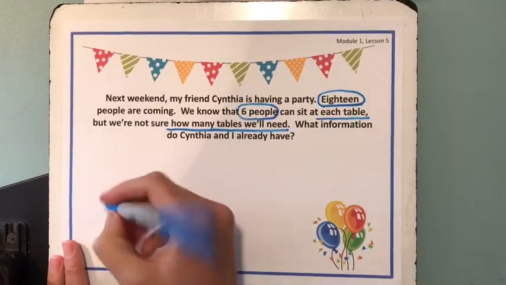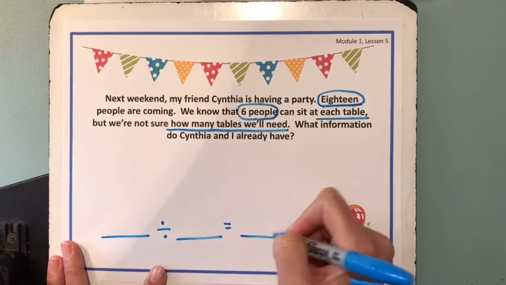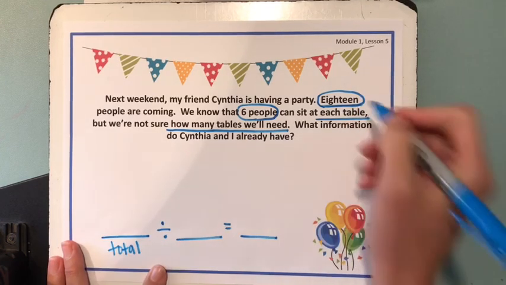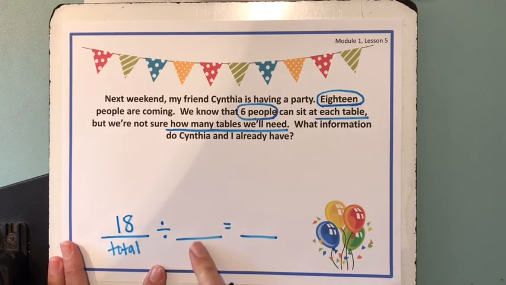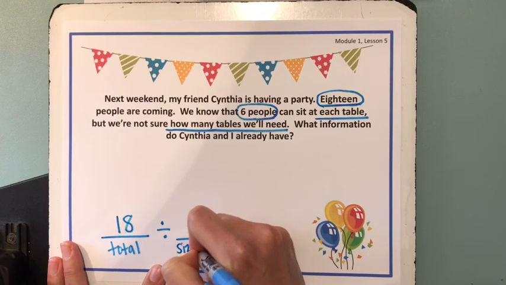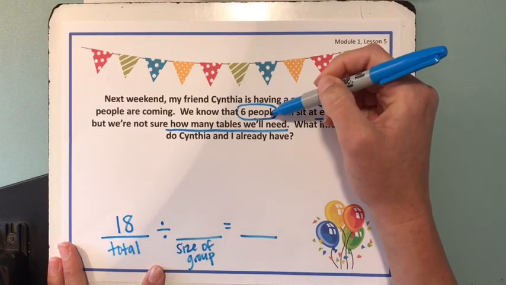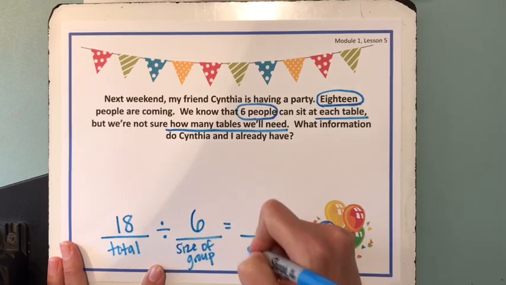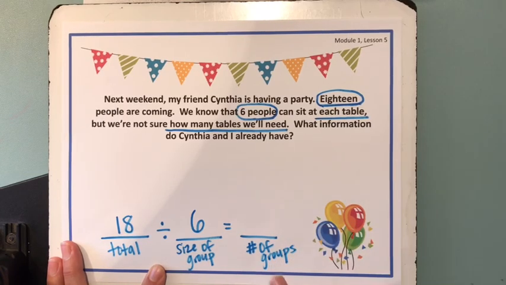Okay, so this is our division problem. Let's fill out what we know. We know the total, and the total is 18. I'm sorry, I think I said 16 earlier. 18. Do we know the size of each group? Yes, we know the size of each group is 6, right? 6 people can sit at each table. But what we don't know is the number of groups. We need to figure out how many tables there are. So that would be the number of groups.